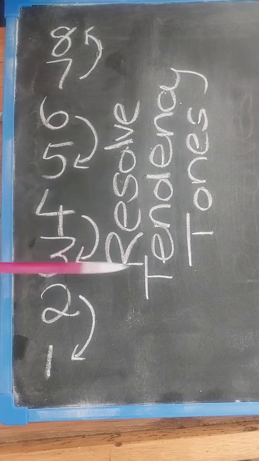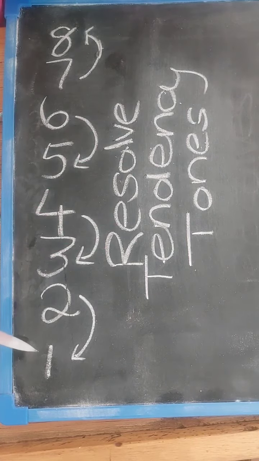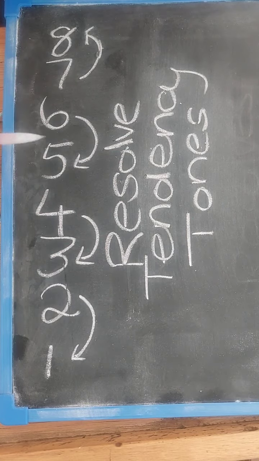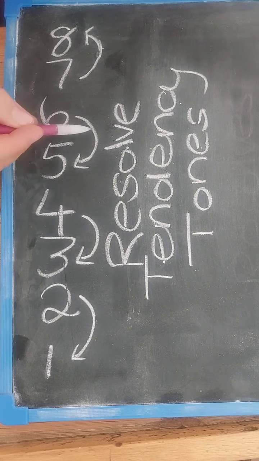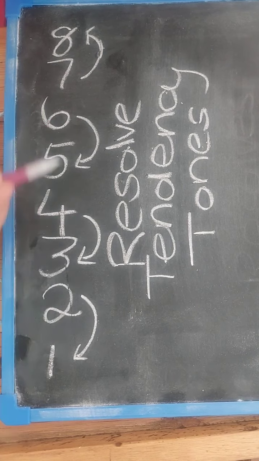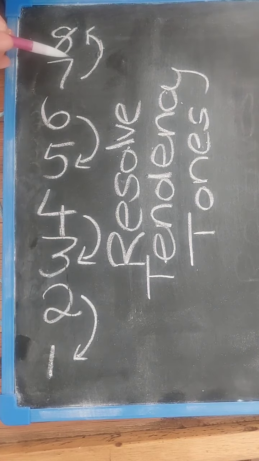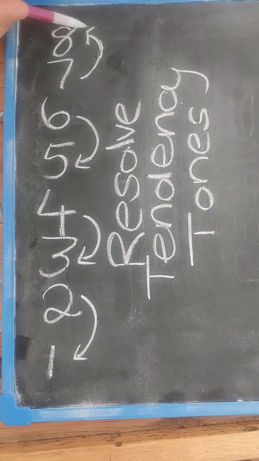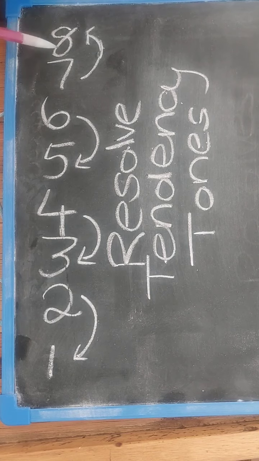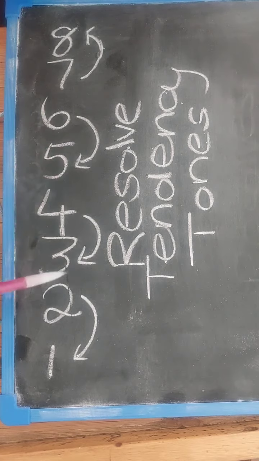Our tendency tones in a scale are the 2, 4, 6, and the 7. The 2, 4, and the 6 tend to resolve by step downwards. So the 6 to the 5, the 4 to the 3, and the 2 to the 1. But our 7th scale degree, which is the leading tone of the scale, wants to naturally resolve upwards to the 8th. So that one is upwards, and the 6, 4, and the 2 are downwards.